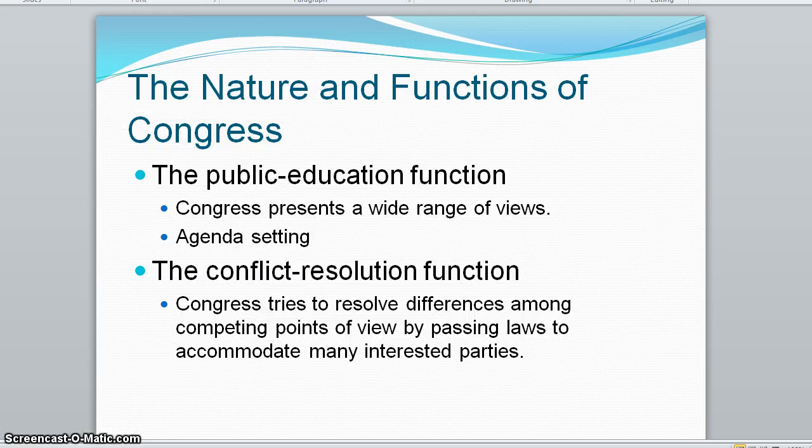Congress presents a range of viewpoints on national questions when it holds public hearings, exercises oversight, and engages in debate. It also handles agenda setting, deciding what issues will come up for debate and consideration. The conflict resolution function: Congress acts as an institution to resolve conflicts within American society, brokering between opposing viewpoints or resources.